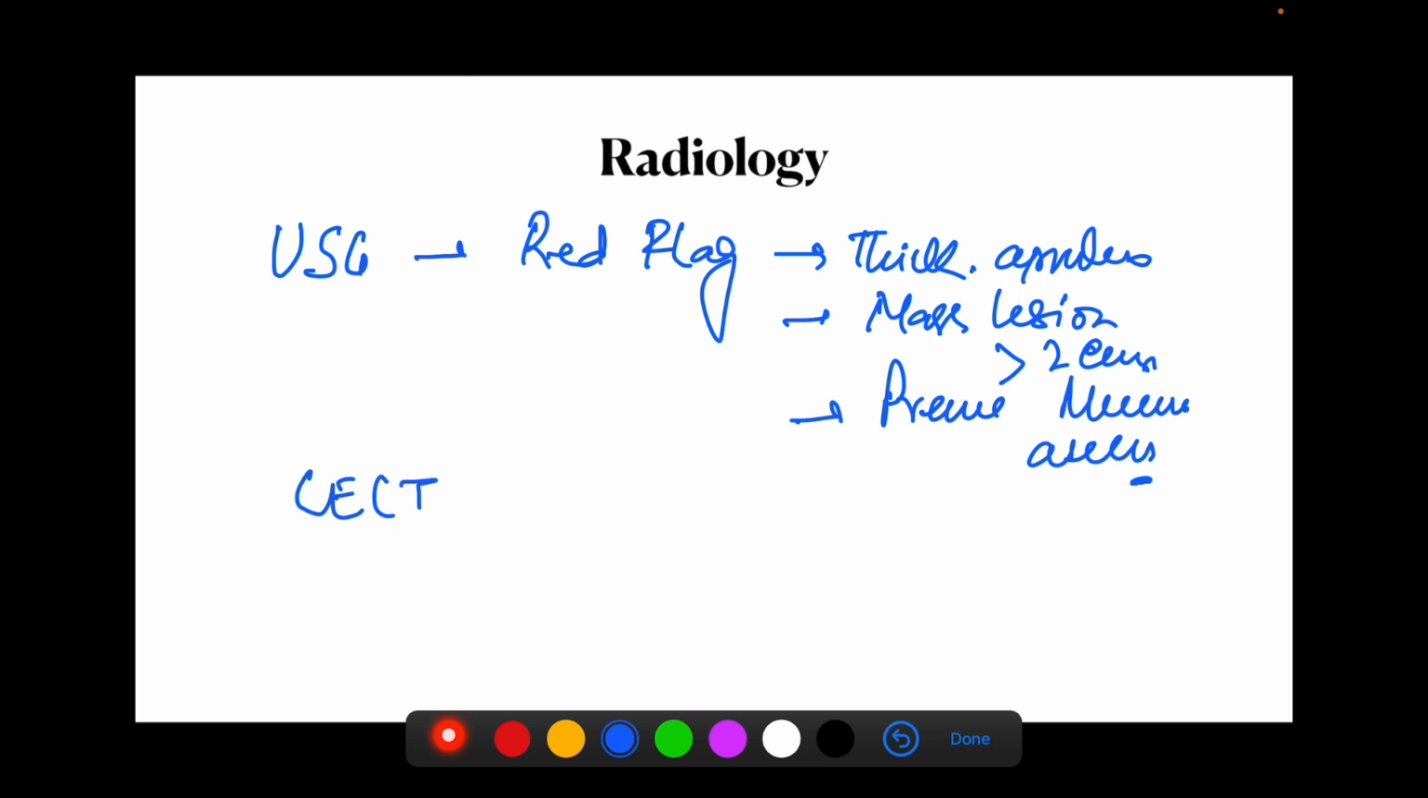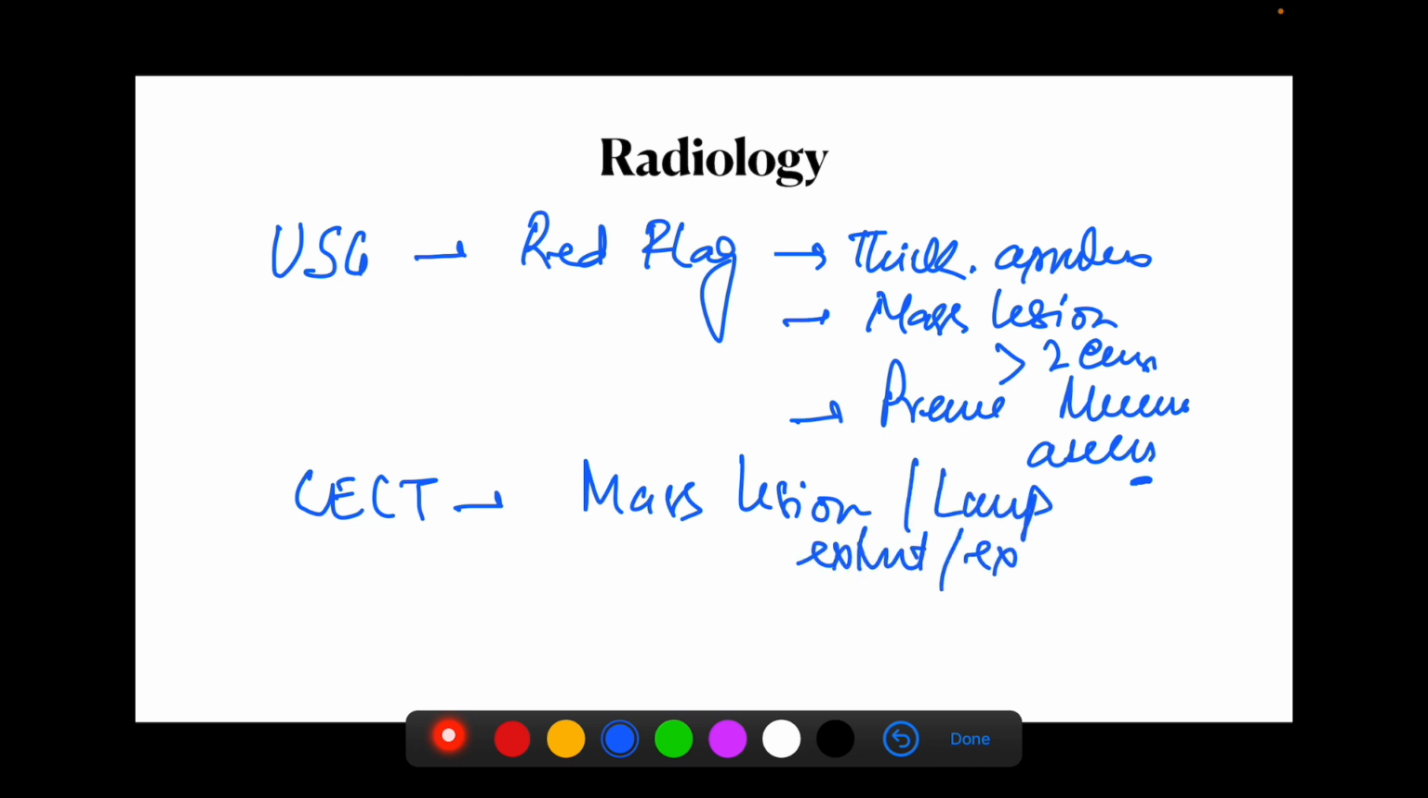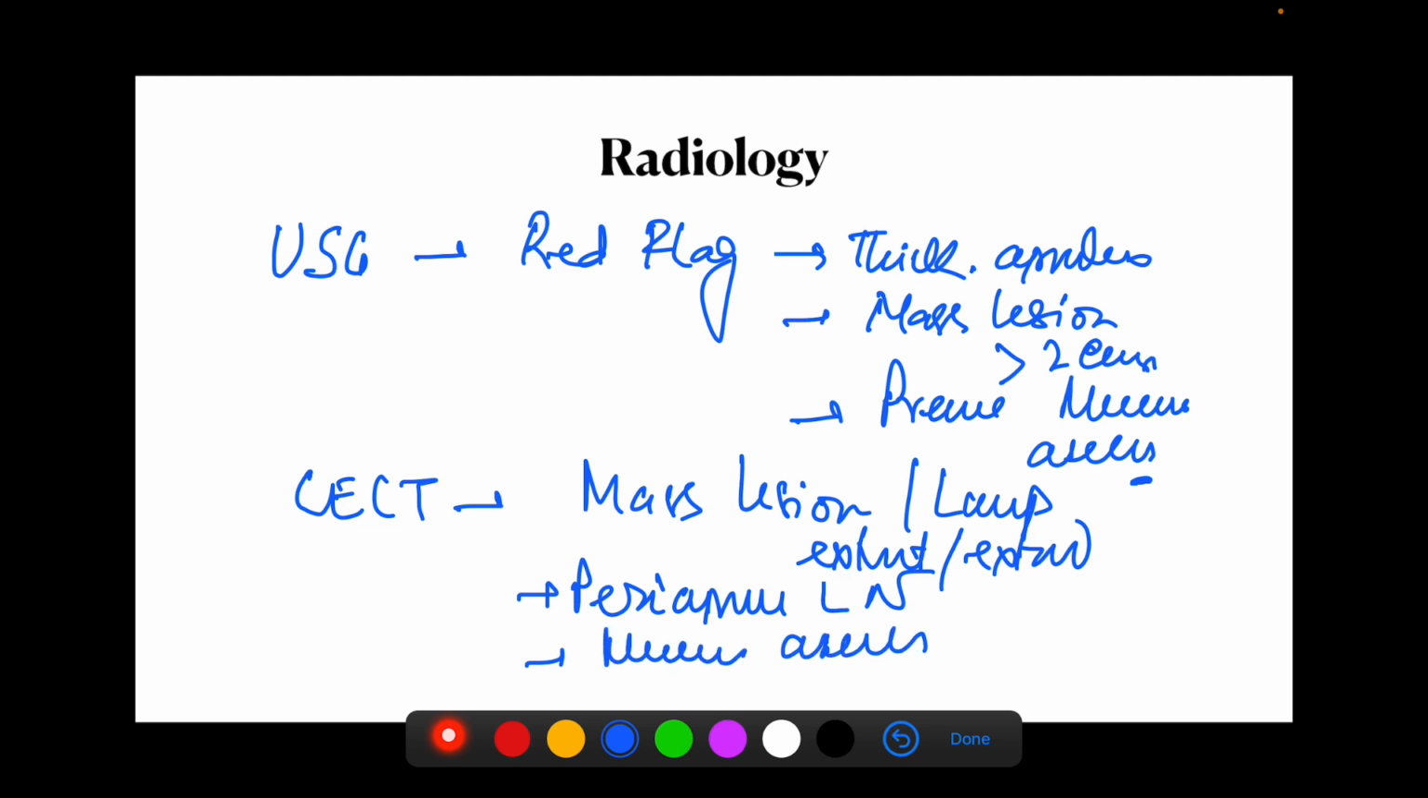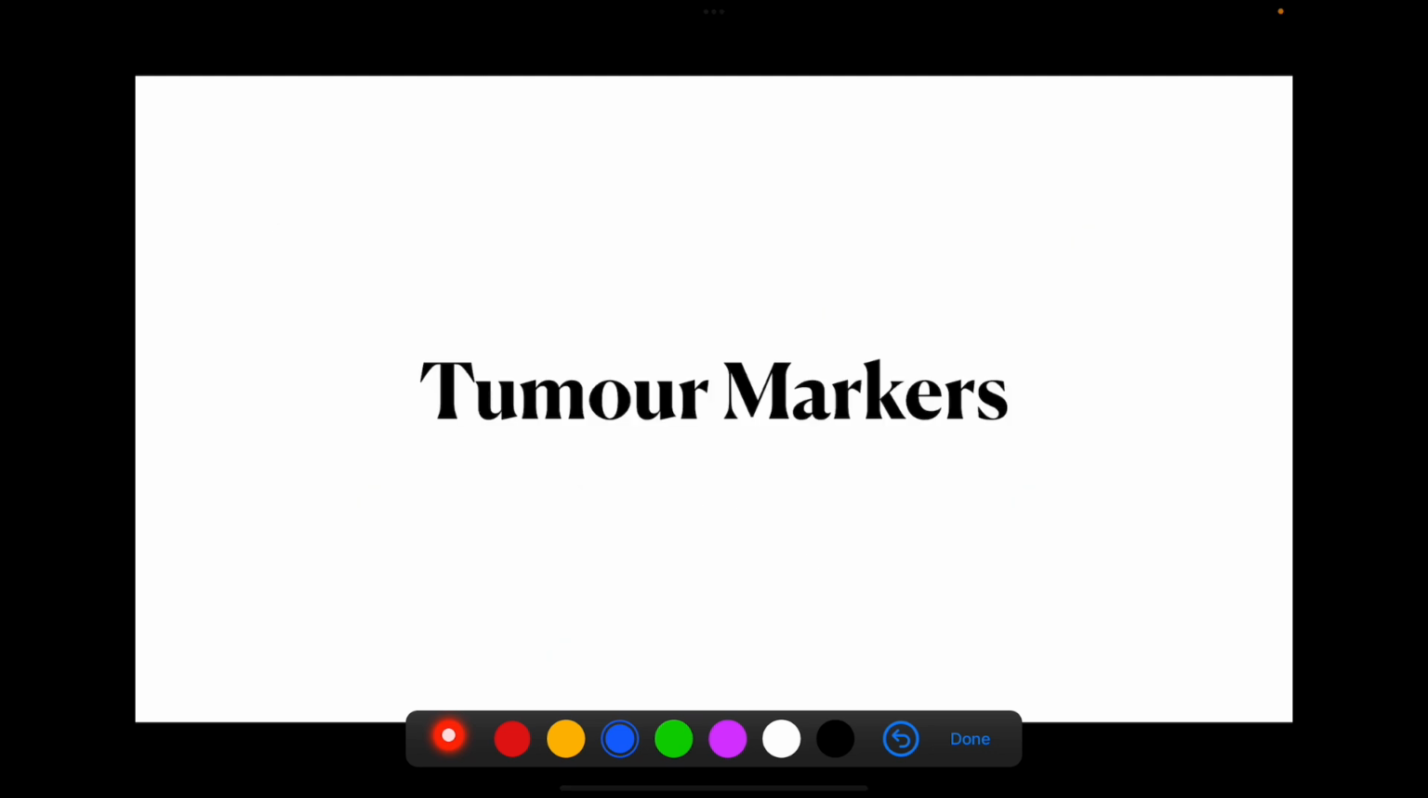CECT whole abdomen is another important investigation which clearly demonstrates the mass lesion or the lump, exact diameter, extent, periappendiceal lymph nodes, presence of mucinous ascites, right? So all these can be seen in CECT abdomen.